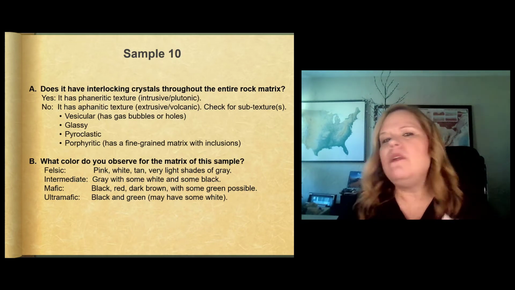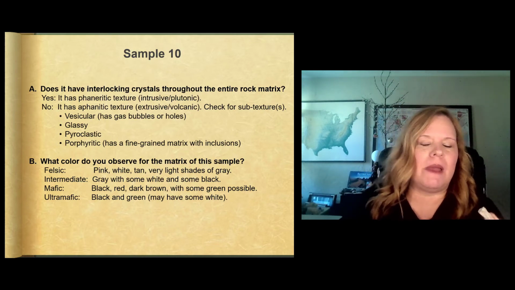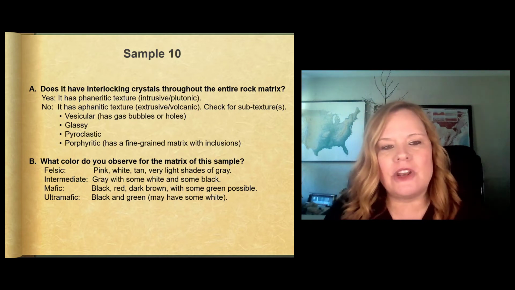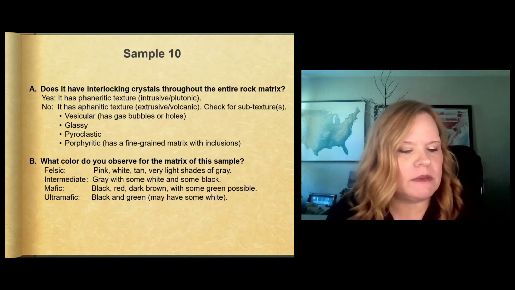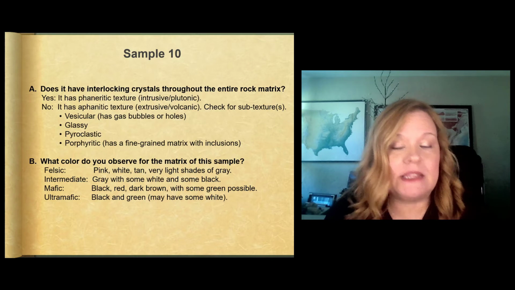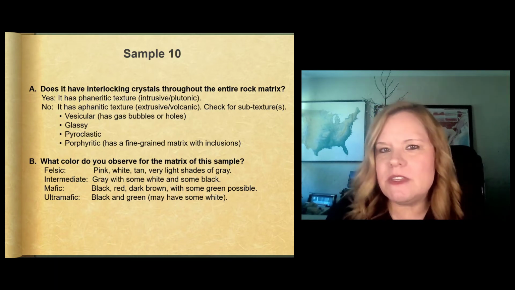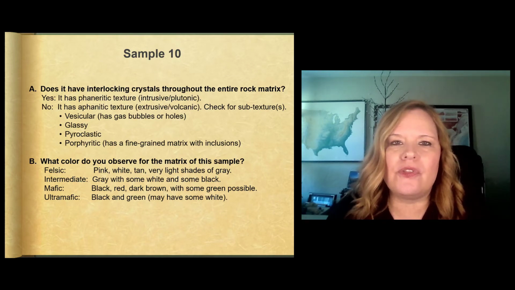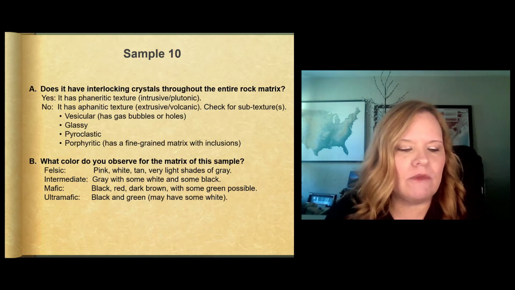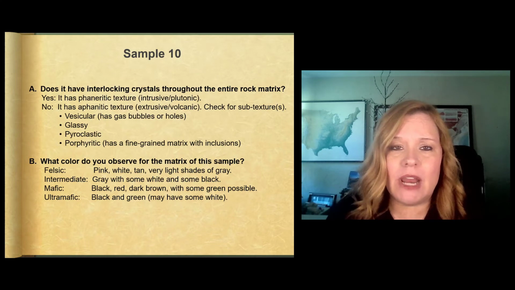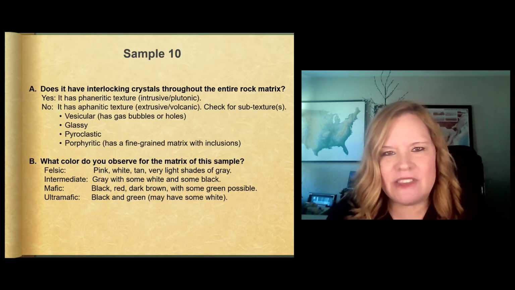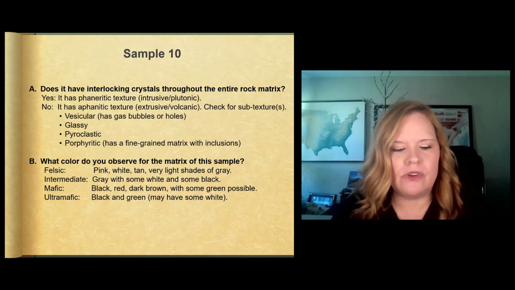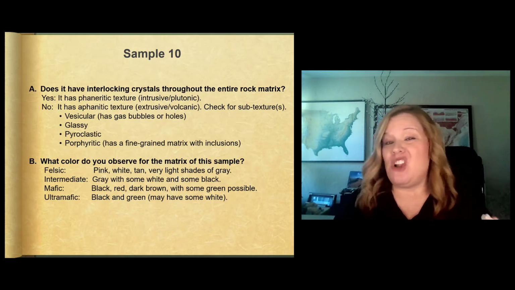Very much so. Now also keep in mind that a rock like this might have more than one subtexture. Maybe it has a couple of shards of glass in it. So it could also have some glassy stuff. It could have some vesicles. I'm not saying this one does, but it could. It might have some random crystals in it that are throughout the rock, but they're not interconnected. So if that's the case, then it could be porphyritic. My point is that you can have more than one subtexture. So we know that this one is pyroclastic for sure.